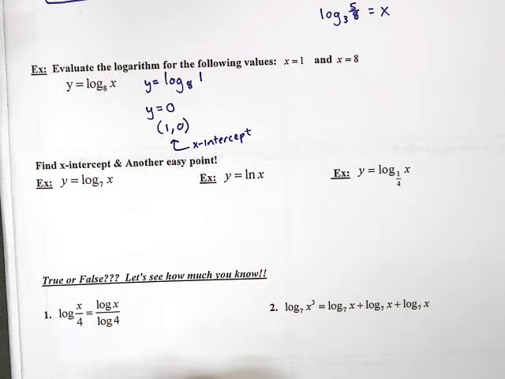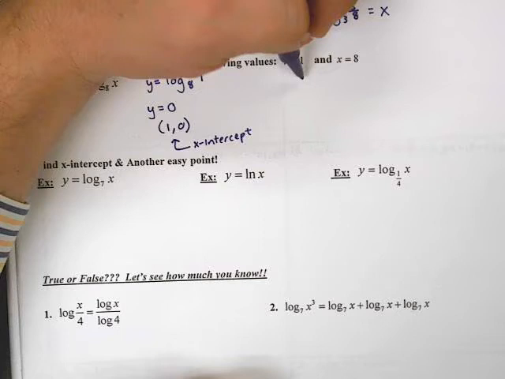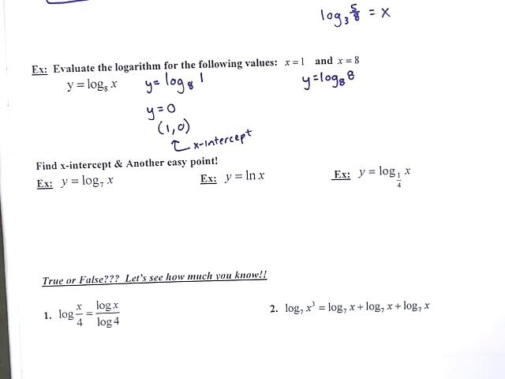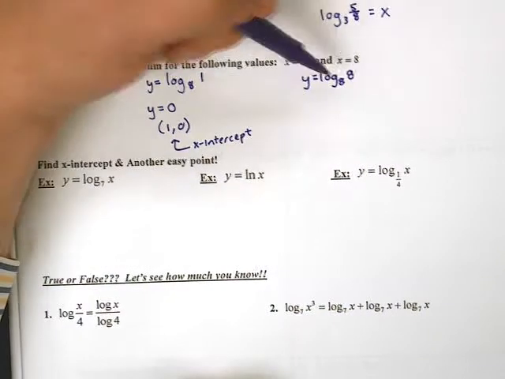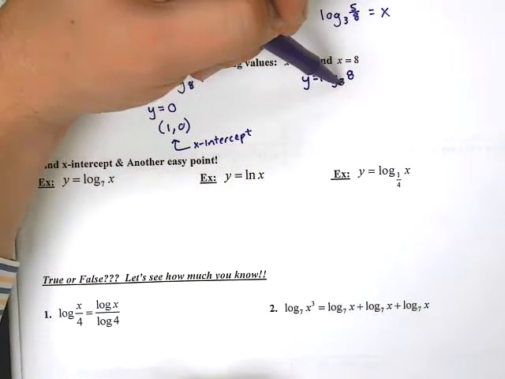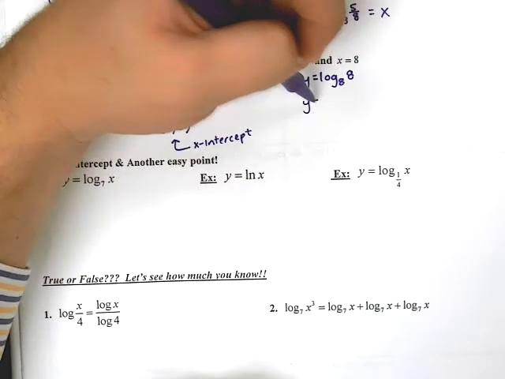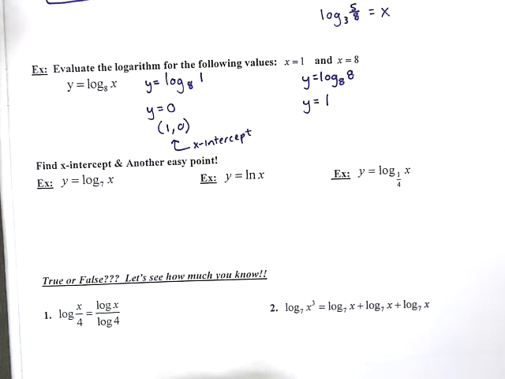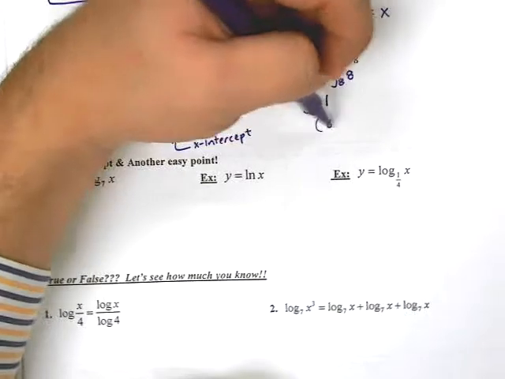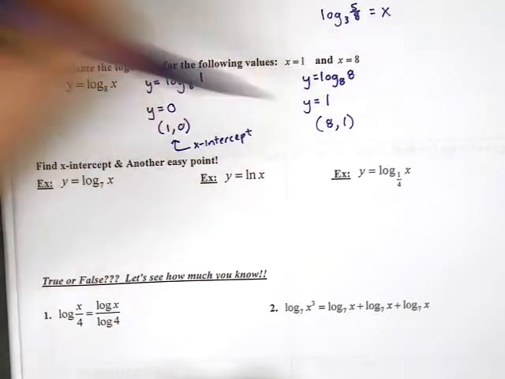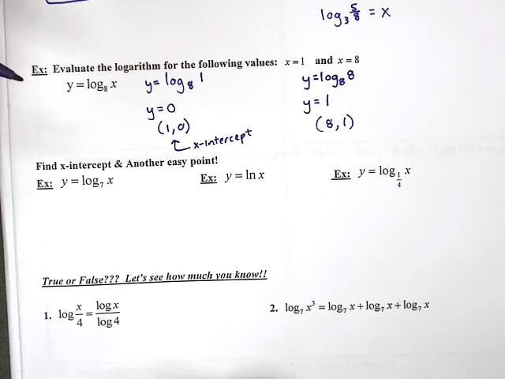All right, now let's find another nice point. y equals log base 8 of 8. Okay, this is another rule. Remember, I want to take this base 8, raise it to some power to get 8. Well, what power do I have to raise it to? You guessed it, 1. So now I have an x value of 8 and a y value of 1. And I would now have two really nice points to graph, or plot, I should say, on my logarithmic function.